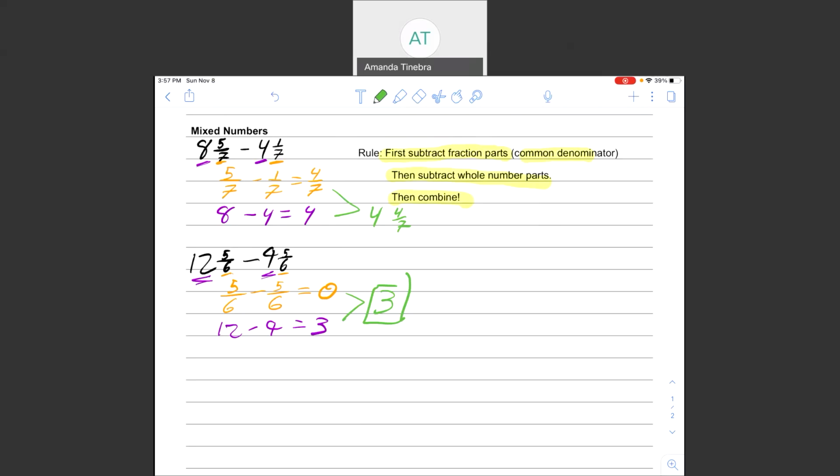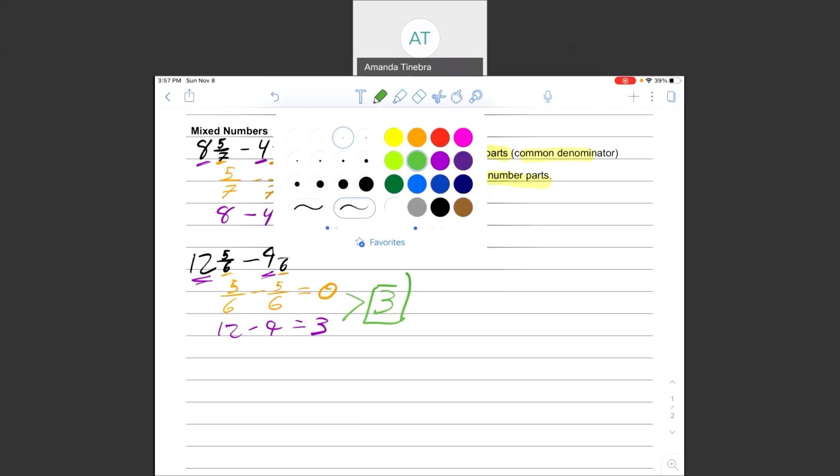That's something that throws people off sometimes. Don't add that 0 to the end. Remember that 0 is being added to the 3, and 0 plus 3 is just 3. Okay?